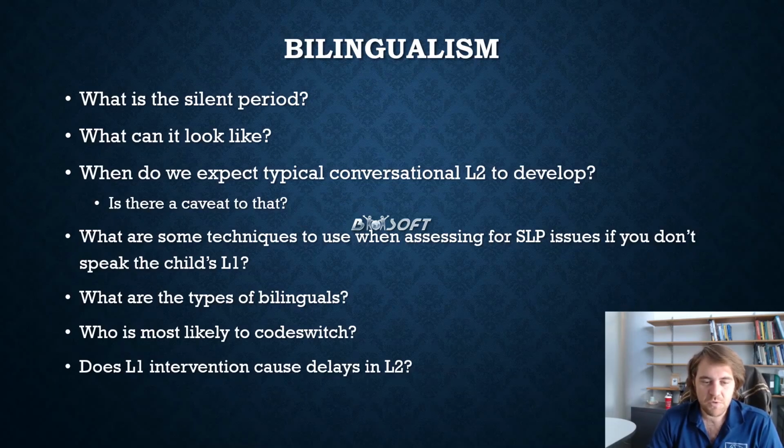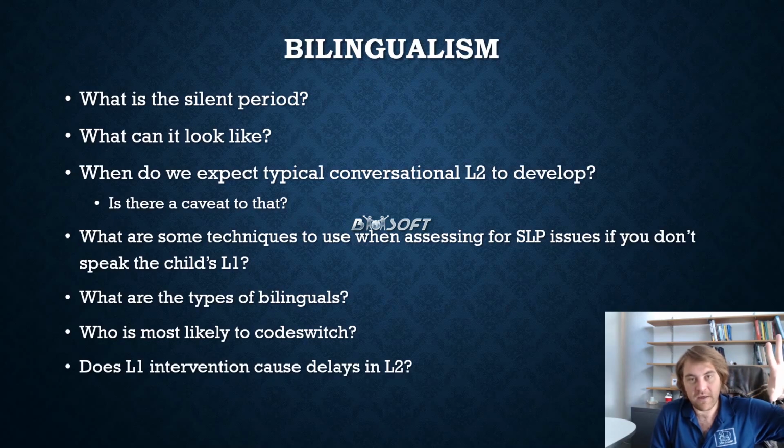And who's most likely to code switch? The simultaneous bilinguals are most likely. But anybody who has a really good grasp of both languages is likely to code switch and just kind of jump back and forth between the two languages. If you're not super confident in both languages, you'll have one language that dominates, and then you're not as likely to code switch.